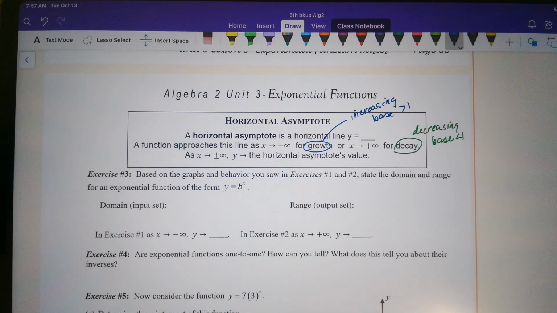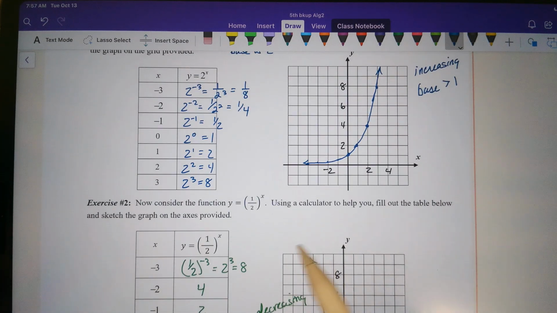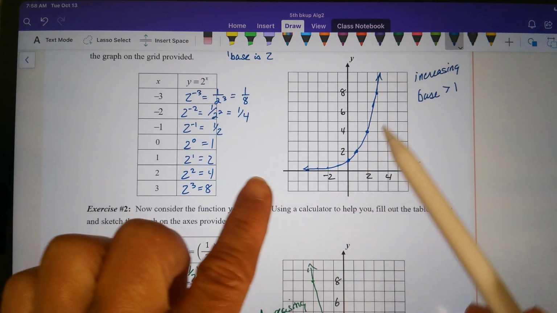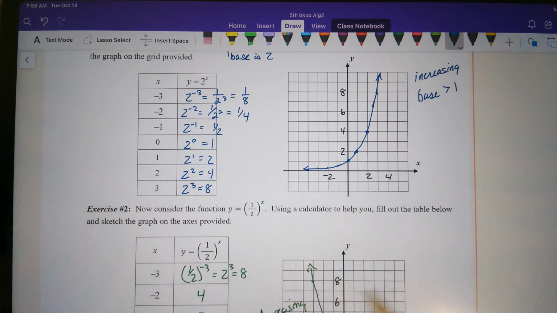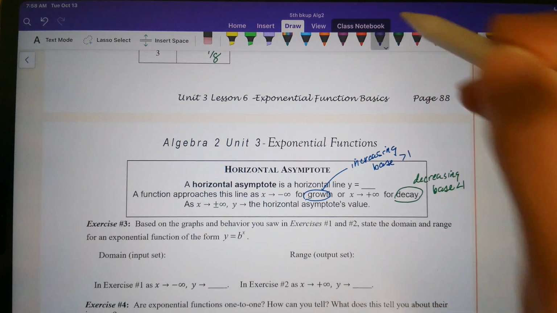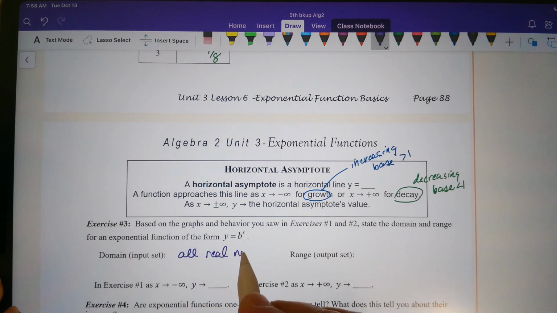Based on the graphs and behavior we saw in exercises number 1 and 2, state the domain and range for an exponential function of the form y equals b to the x. All right, so here we have the domain. Looking at the domain for each, it's all real numbers, right? It's covering all real numbers. So the domain is all real numbers. I wouldn't write the words, I'd write the symbol for all real numbers, or -infinity to +infinity.